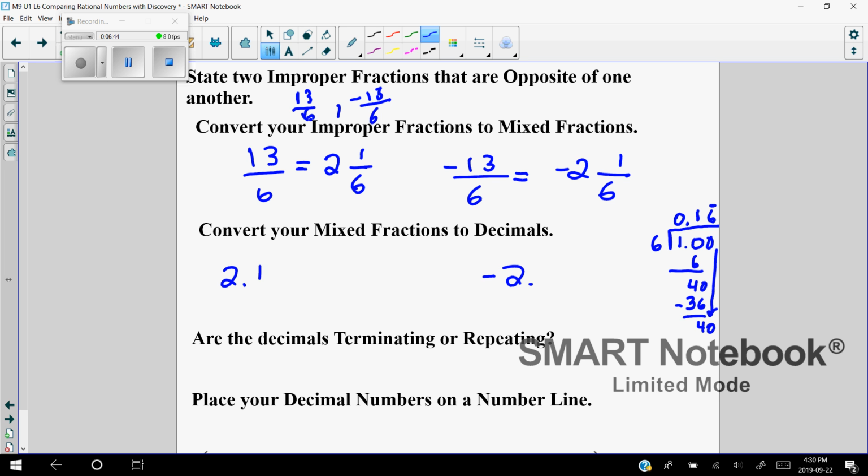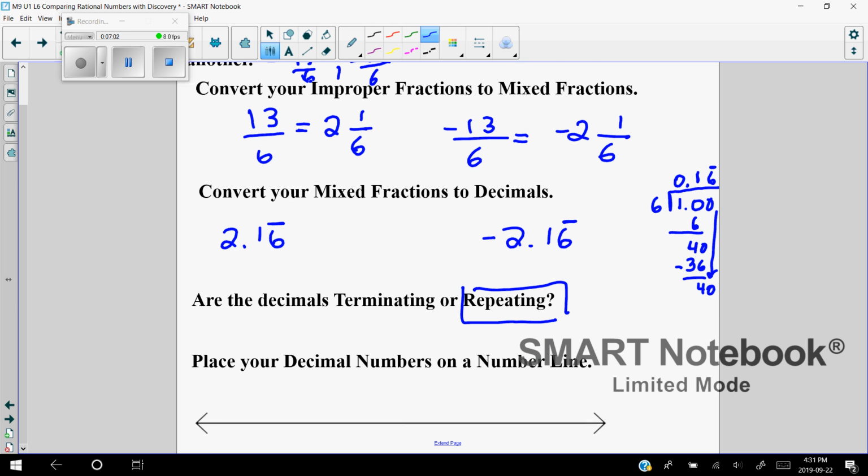So that's what is going to be at the end of my decimals here. And notice that the line is only over top of the 6. Okay, so are these decimals terminating or repeating? They are repeating.